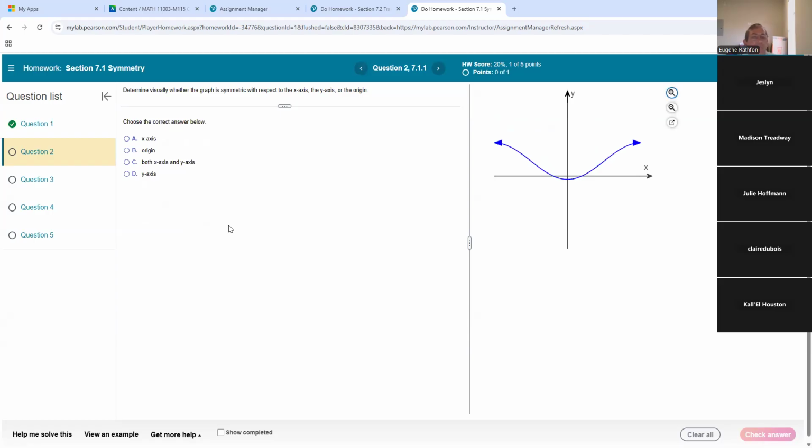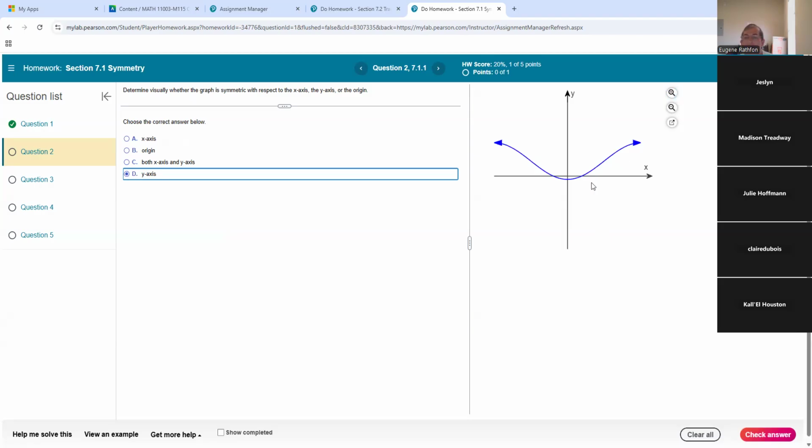All right, so let's see. X-axis, origin, both the X and the Y, or the Y only. All right, good job, Jesselyn. That's definitely the y-axis. Because if I fold the graph along that y-axis and fold it over, the right side of my graph will land right on top of the left side of my graph. So that is definitely the y-axis.